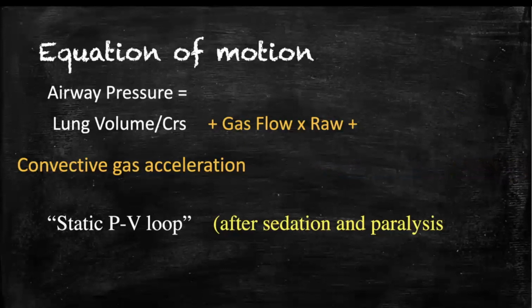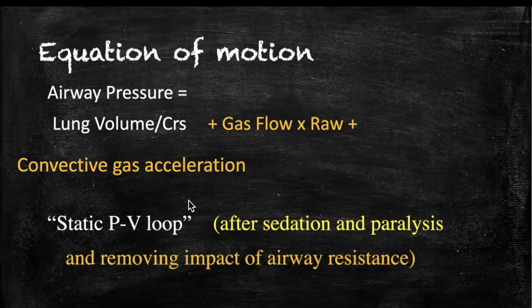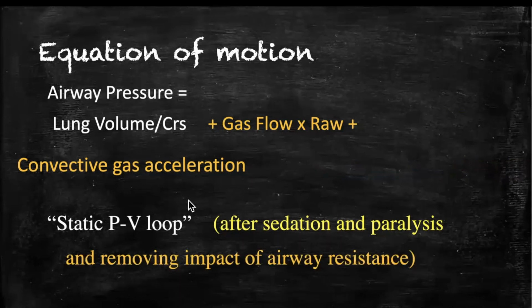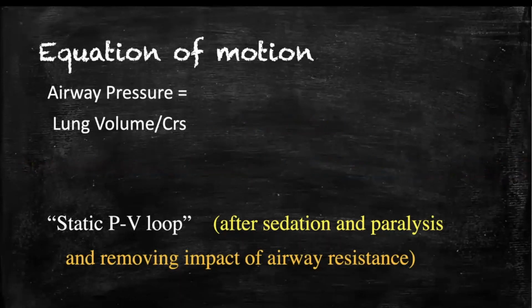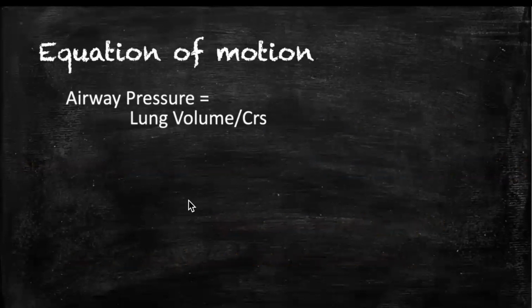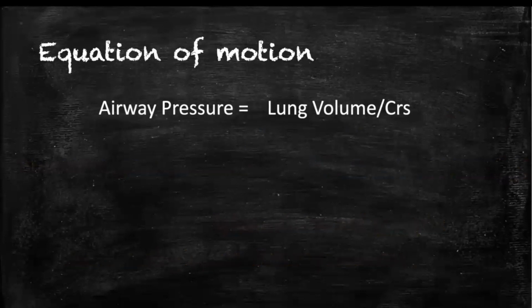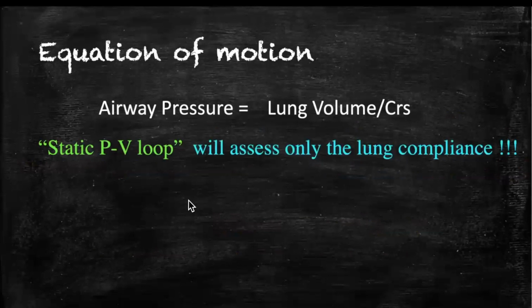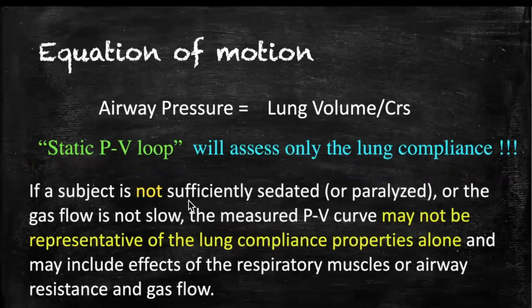Then you provide a very slow flow, like 1 liter or 3 liters per minute, at a very slow rate, and then you remove the confounding factor of gas flow and airway resistance. Then you are left with only airway pressure, lung volume and respiratory compliance to study the true compliance and true pulmonary mechanics on a static PV loop. So if a patient is spontaneously breathing, you cannot measure a proper static PV loop, and if the patient is having a normal flow the way we are normally ventilating, it is not possible to generate a static PV loop.